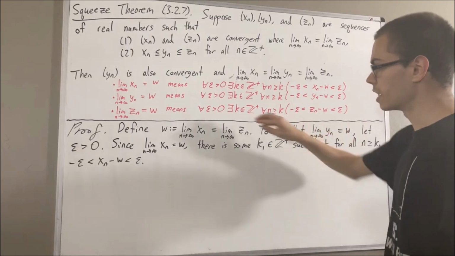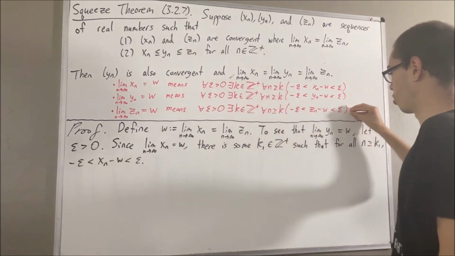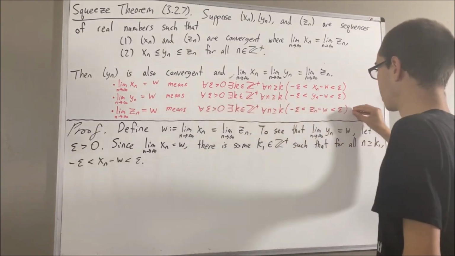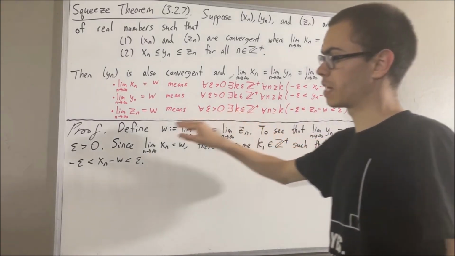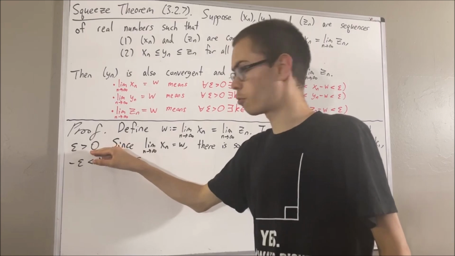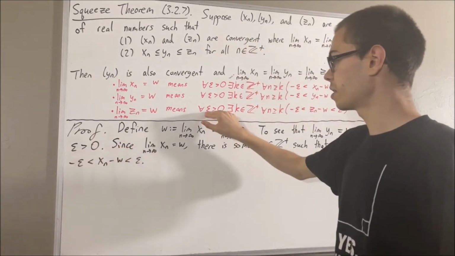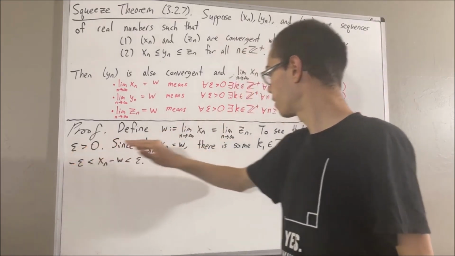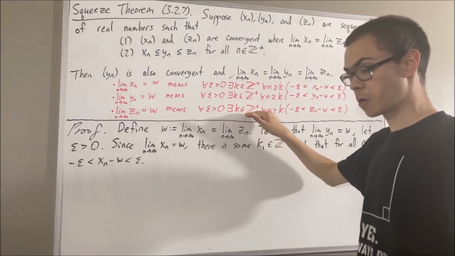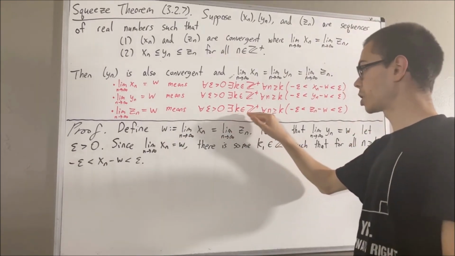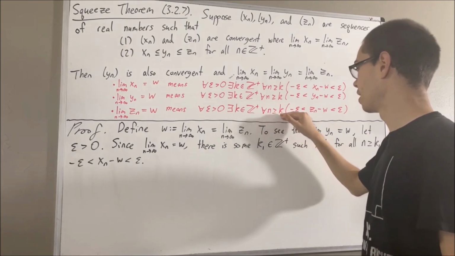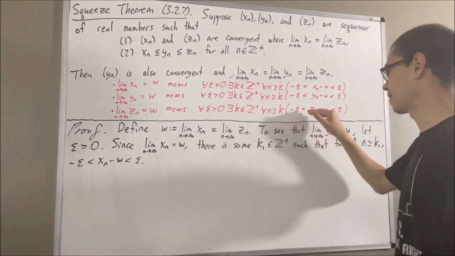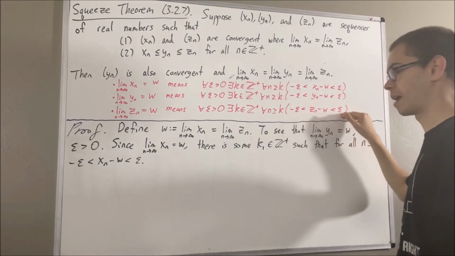And similarly, since this third statement is true, we know that this third statement works for every positive real number. So it must work for the positive real number epsilon that we have in our proof. So taking epsilon to be the epsilon we have in our proof, we have that there is some positive integer, I'll call k2, such that for all positive integers n greater than or equal to k2, the negative epsilon is less than zn minus w, which is less than epsilon.